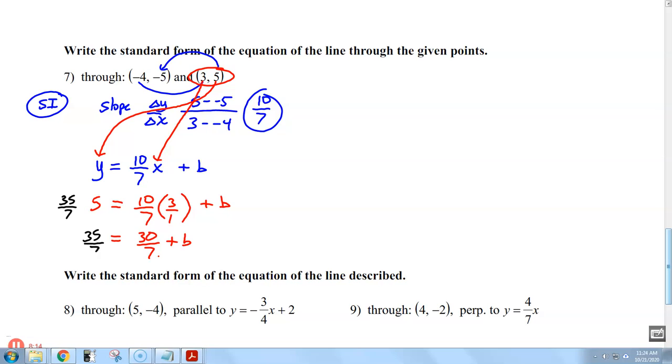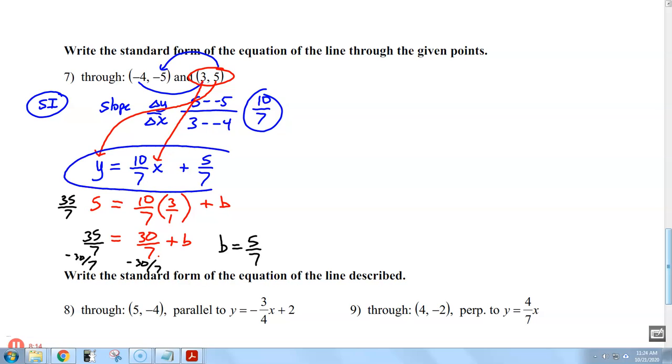Just going to replace the 5 with 35 divided by 7. And now it's going to be nice because when I minus this 30/7ths from both sides, 35 minus 30 is 5/7. So I'm like, okay, b is 5/7. So I have my b, I can put it back in, it's 5/7.